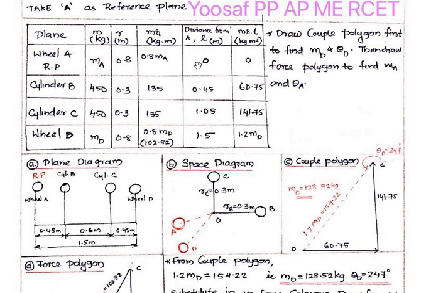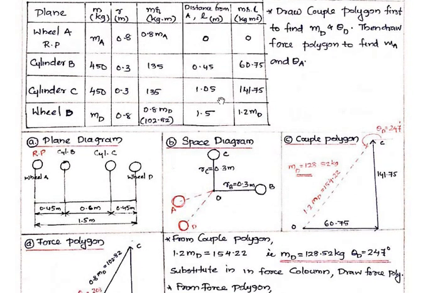The next one is the distance from the reference plane. The reference plane is taken as wheel A, and the distance from the reference plane to plane A is 0, and similarly for cylinder B it is 0.45, then 1.05, 1.5, and then MRL. This is the tabular column. Let us see how we will get the distances.